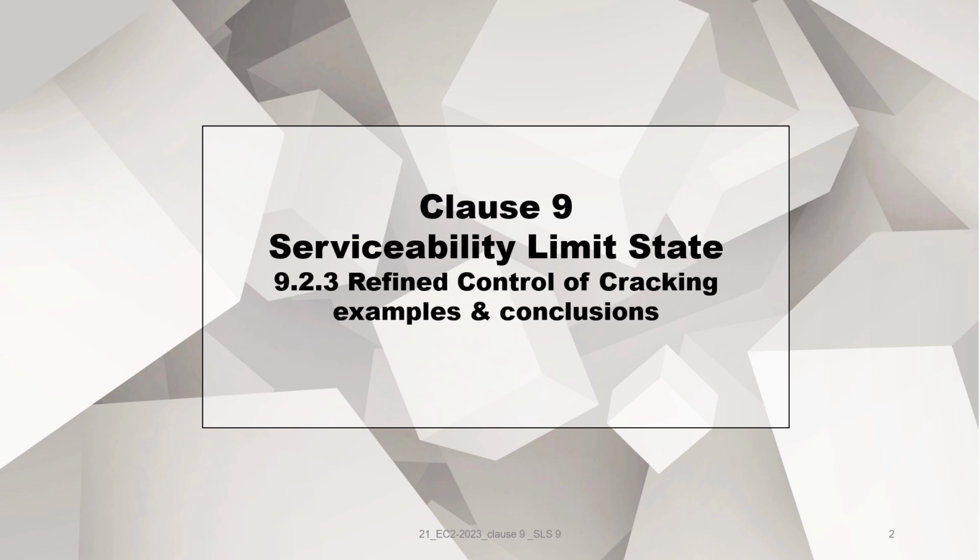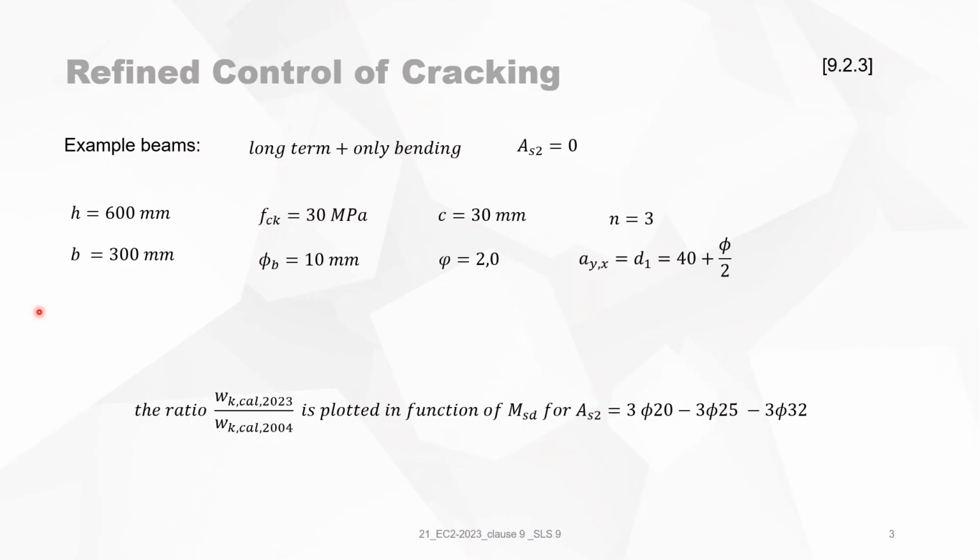We will talk today about Clause 9, Serviceability Limit State, and Section 9.23, Refined Control of Cracking, by giving some examples and conclusions. We take first an example for beams, and we will take a long-term calculation plus only bending, and we will only take into account the tension reinforcement, so AS2 is 0.